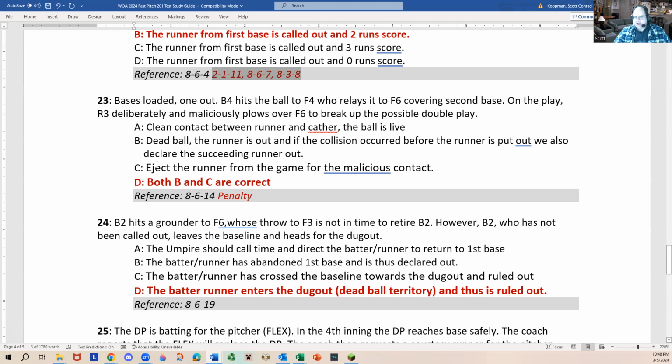And then because they were trying to break up a double play, you could actually call the next player out. So you could get 2 outs on that one because they would have gotten the double play had they not been interfered with. But it is interference. Now, would you eject the runner from the game for the malicious contact? And that is exactly what you could do because malicious contact is unsportsmanlike behavior and you always toss them. They're gone. Malicious is with intent to harm. Malicious contact, we don't put up with it. So B and C are both correct.